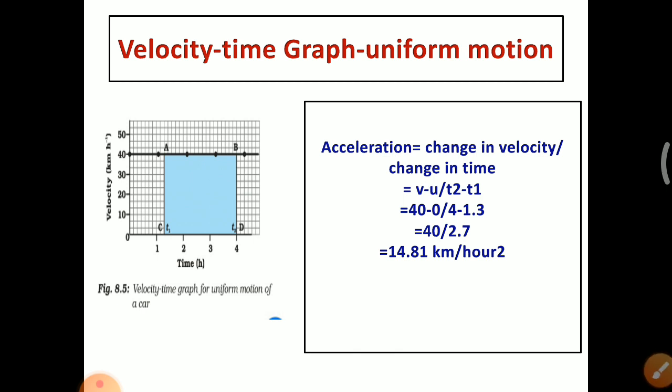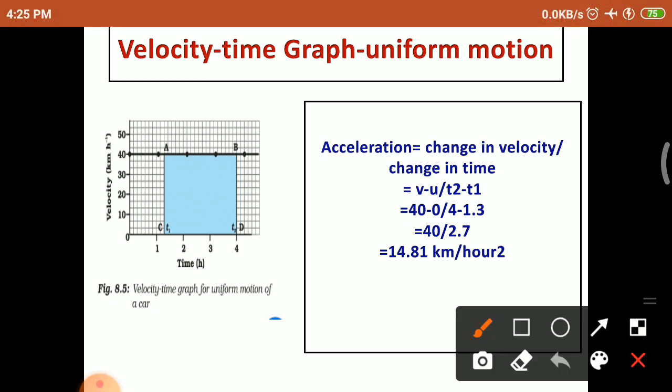So this is a velocity time graph for uniform motion. See here, the time is in hours and velocity is in kilometer per hour. And how to find the acceleration value from this graph? You have to write the formula: acceleration equals change in velocity by change in time. This is the formula of acceleration. In the last class itself we learnt.